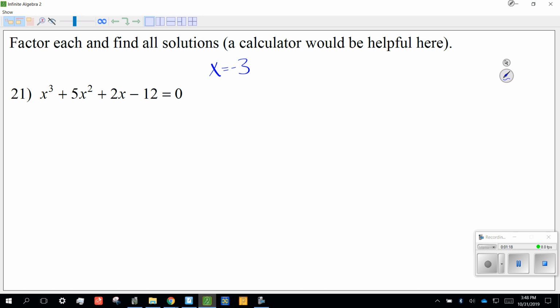So there's two ways we can go about this. One way is with synthetic division, and I'll do that for this one. And we can do long division on a different one. We get all our coefficients, 1, 5, 2, and -12. And then we start dividing.